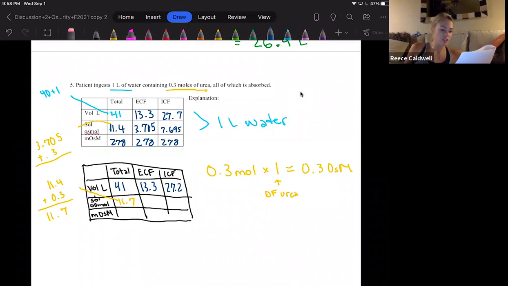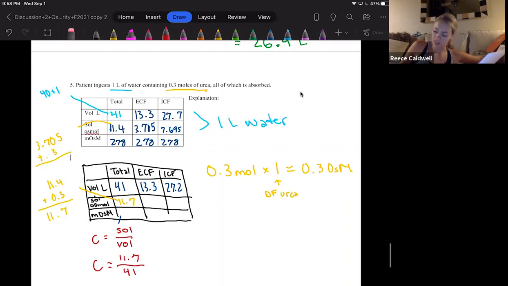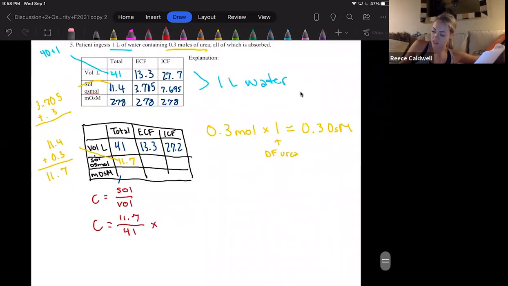So we will now solve for the osmolarity here. We will take C equals concentration equals solute over volume. We'll have C equals solute 11.7 divided by 41. That is going to give us a decimal, so we're going to multiply it by 1,000 to put it into milliosmoles, which is going to give us 285 milliosmoles. So we've got 285, we'll carry it across, and now we can solve for those last 2 blanks.